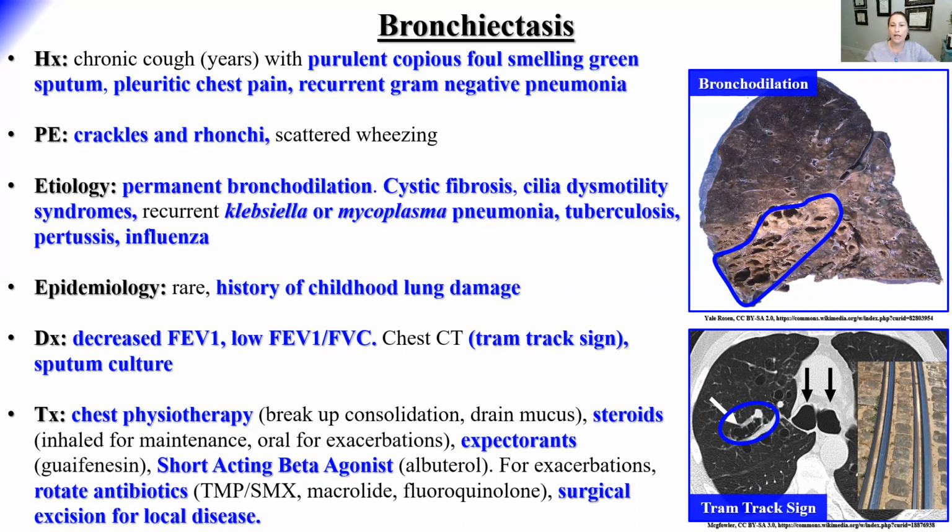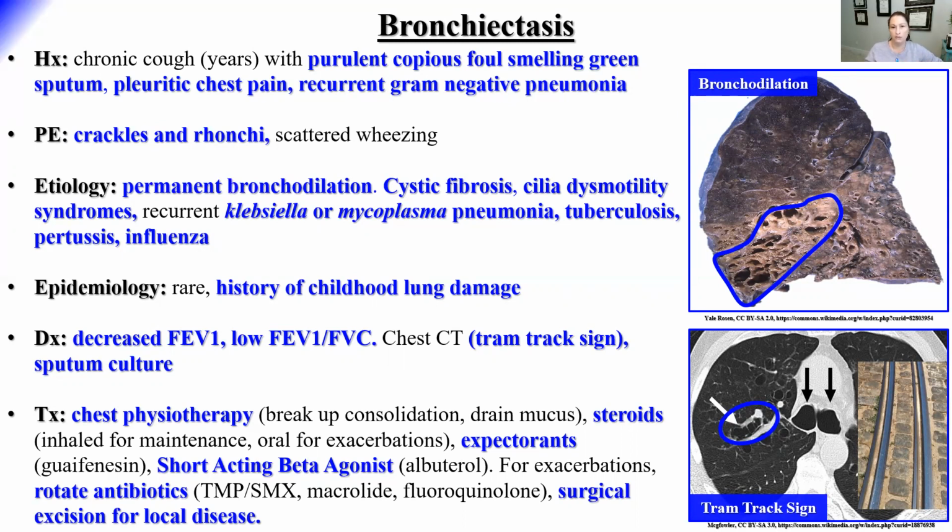On the history, a chronic cough for years, and this is very important: purulent, copious, foul-smelling green sputum. They can collect enough in a coffee cup overnight. So purulent, copious, foul-smelling green sputum. Pleuritic chest pain. When we say the word pleuritic, we mean that as they cough or as they breathe, they have chest pain. Recurrent gram-negative pneumonia history in your childhood is one that you may see in the question for bronchiectasis. So some childhood history of recurrent lung disease.